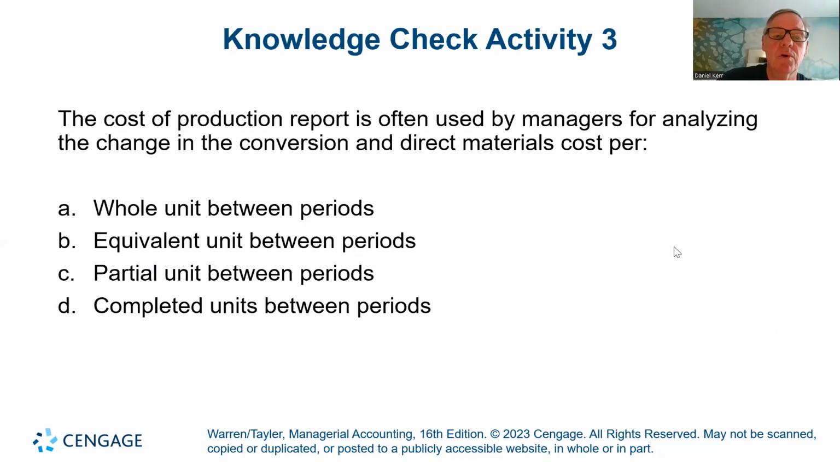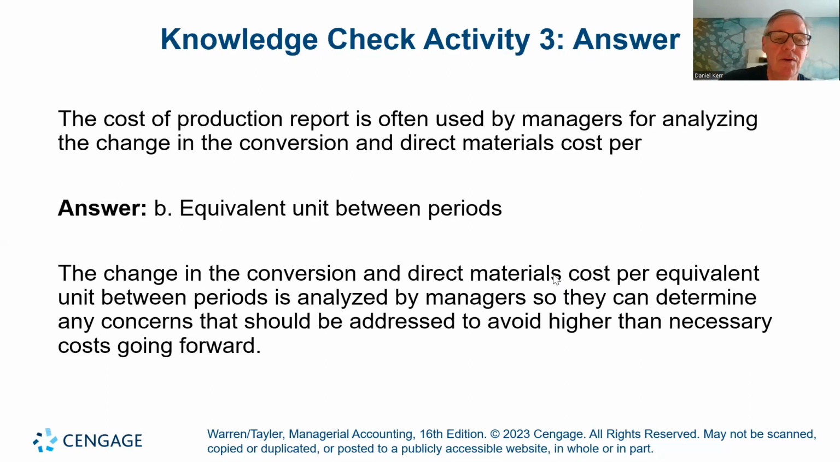Quick little process cost question here. The cost of production report is often used by managers for analyzing the change in conversion and materials cost per: whole unit, equivalent unit, partial unit, or completed units between periods? Well, I think what we're most concerned about here is the cost per equivalent unit, because that's the cost of both materials and conversion costs added this period. Is that correct? Yep, not surprisingly, it is. Our focus is on the cost per equivalent unit.